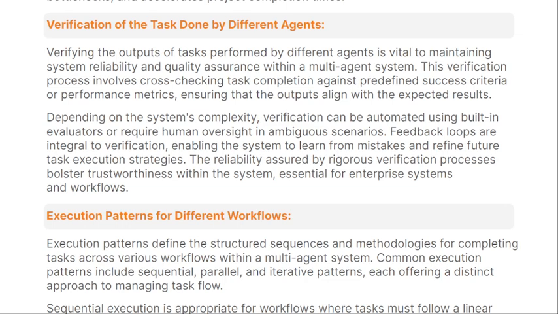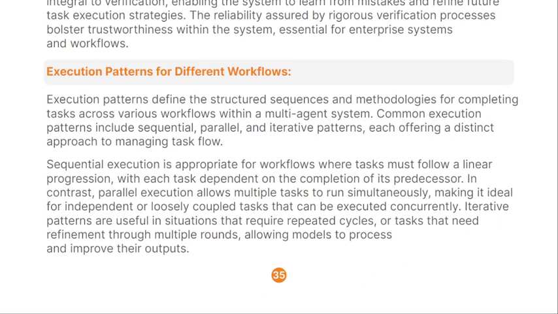This verification process involves cross-checking task completions against predefined success criteria or performance metrics, ensuring that the output aligns with the expected results. Depending on the system complexity, verification can be automated using built-in evaluators or require human oversight in ambiguous scenarios. Feedback loops are integral to verification, enabling the system to learn from mistakes and refine future task execution strategies. The reliability assured by rigorous verification processes bolsters trustworthiness within the system, essential for enterprise systems and workflows.